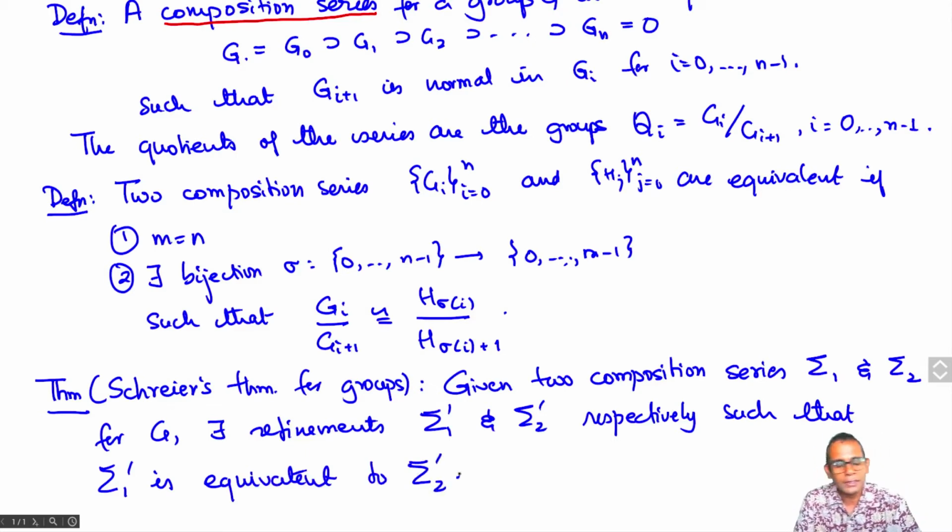And the proof of Schreier's theorem is very similar to the proof of Schreier's theorem for modules. We just need to be careful to make sure that whenever we take quotients, the subgroups involved are normal. So you need to make that check at each stage. But it's not difficult, and I would strongly advise you to try to write down a proof of Schreier's theorem for groups by yourself. So the argument is exactly the same. You define sigma 1 using sigma 2, and you define sigma 2 using sigma 1.